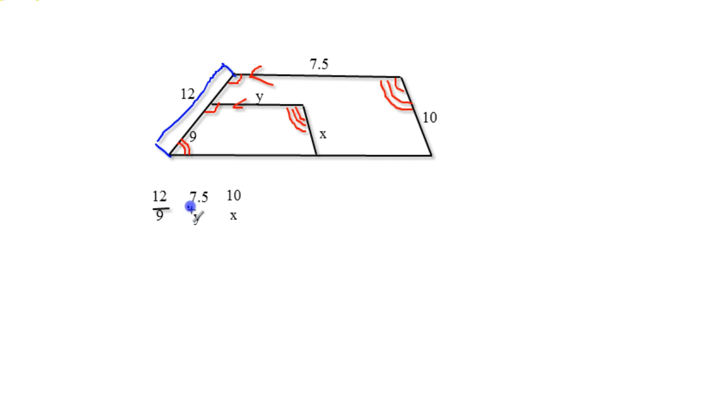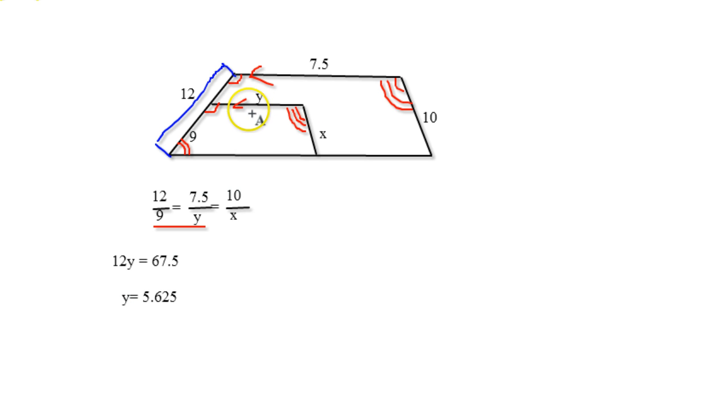So we set up our proportions right here. Once we have our proportions set up, then you can start doing cross multiplying to find certain ones. Now, you're not going to do cross multiplying with all 3 proportions. You probably do the first 2 first. So right over here I get 12y equals, let me see, 9 times 7.5 is 67.5. Then we divide that by 12, and I'm going to get y is equal to 5.625.